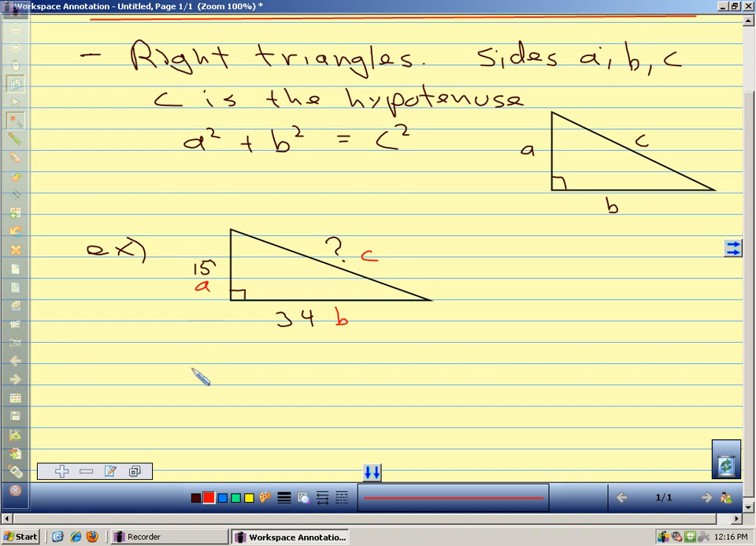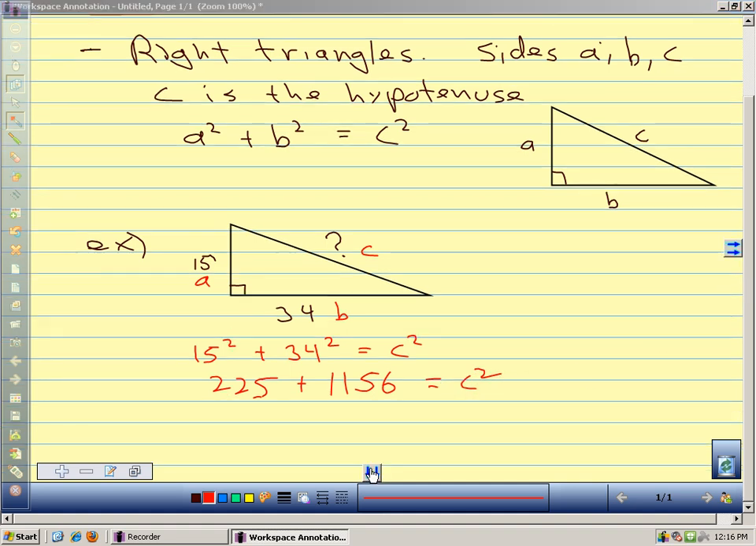So here I'm going to say 15 squared plus 34 squared equals C squared. If I calculate this out, 15 squared is 225. 34 squared is 1156. And that equals C squared. Add these two together, and I'm going to turn my equation around: C squared equals 1381.